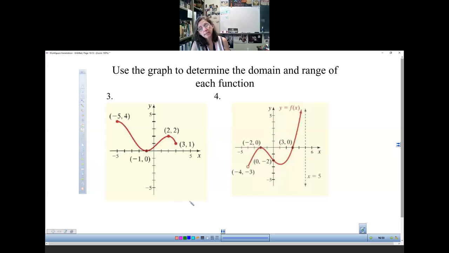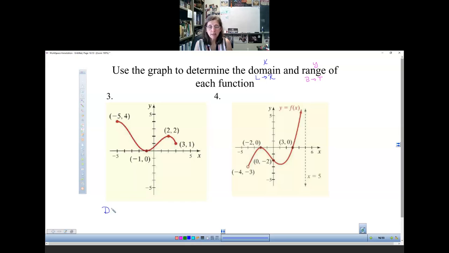And so just like we did with the function writing the domain, we're going to do something very similar writing the domain based on the graph. So the domain, again, is the x values, okay? And we read from left to right, okay? The range is the y values, and we read from bottom to top, okay?